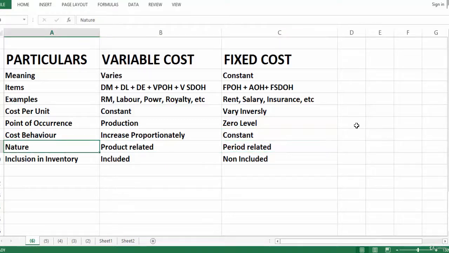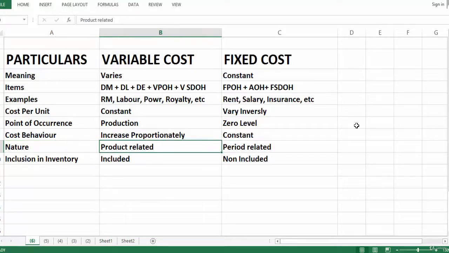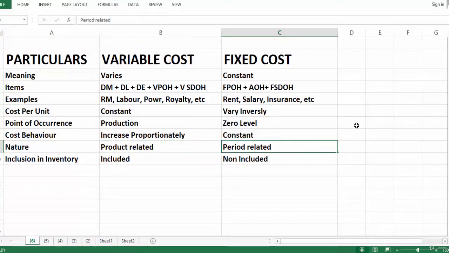The next difference is in terms of nature. Variable costs are considered as a product related cost. It is directly associated with the product, whereas fixed costs are considered as a period related cost. Here the focus is on period and not on product.